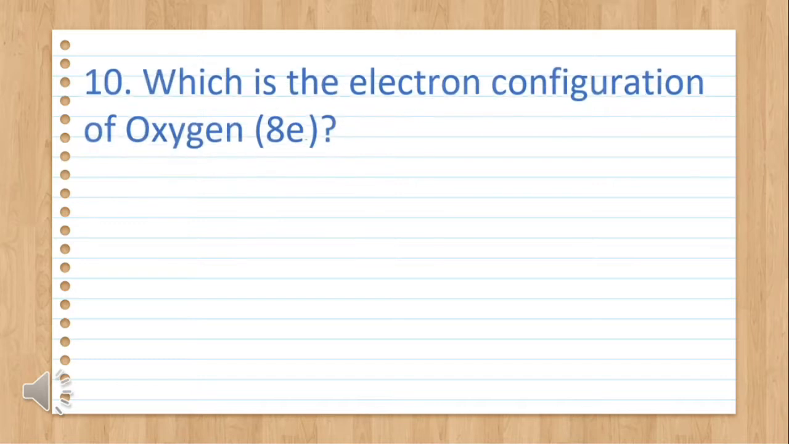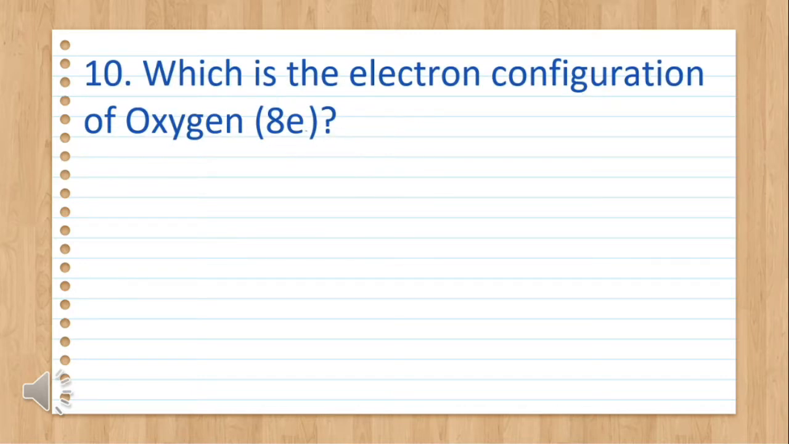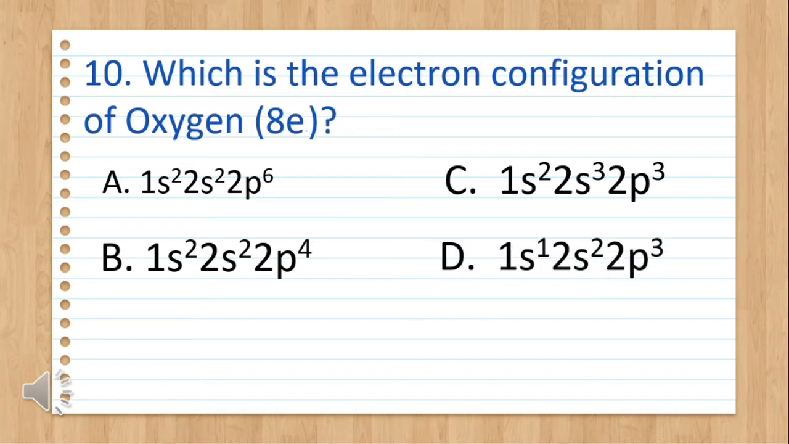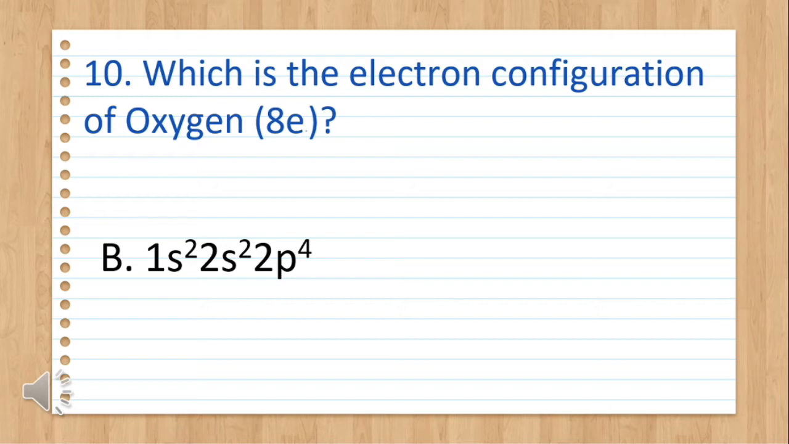Number 10. Which is the electron configuration of oxygen which has 8 electrons? Letter A, 1s2, 2s2, 2p6. Letter B, 1s2, 2s2, 2p4. Letter C, 1s2, 2s3, 2p3. Letter D, 1s2, 2s2, 2p3. Correct answer is B, 1s2, 2s2, 2p4. Alright, I hope you have now an idea on what will be our topic today.